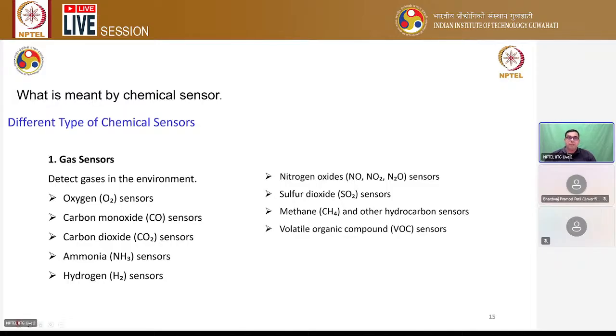The principle of detection can be anything. It can be optical, resistive, capacitive, etc. But the species remains a chemical. So you can have gas sensors based on different transduction techniques to detect gases like oxygen, carbon monoxide, carbon dioxide, ammonia, H2S, hydrogen, nitrogen oxides, sulfur oxides, methane, and other volatile organic compounds. Sometimes volatile organic compounds are also segregated, like methane and others. Of course, they all are called chemical sensors.